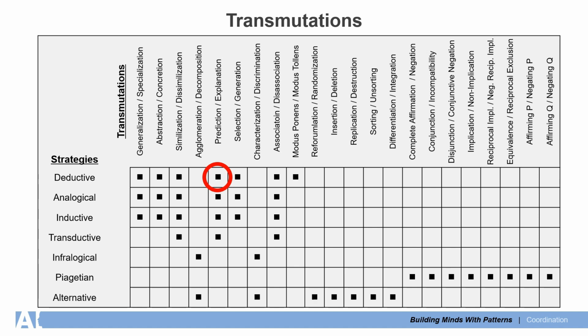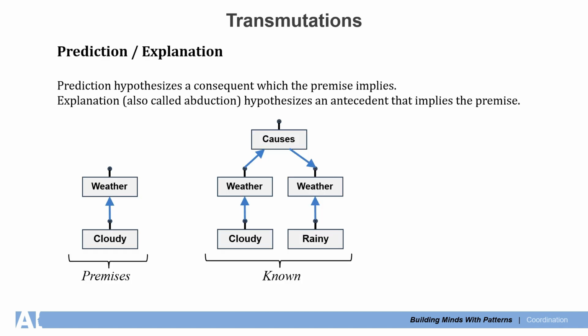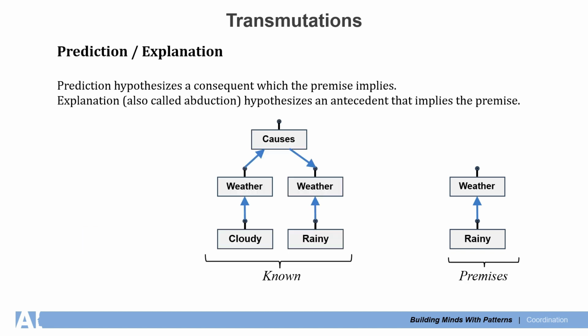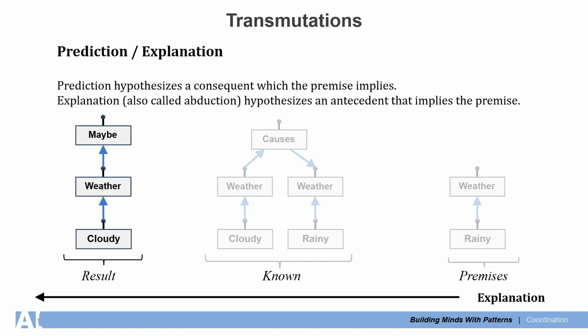The prediction and explanation transmutations can be done in a deductive, analogical, inductive, or transductive manner. Prediction hypothesizes a consequent which the premise implies. Explanation, also called abduction, hypothesizes an antecedent that implies the premise. Given premises cloudy weather and known cloudy weather causes rainy weather, we can conclude rainy weather by prediction. Conversely, if we have the premise rainy weather and known background knowledge cloudy weather causes rainy weather, we can conclude maybe cloudy weather.